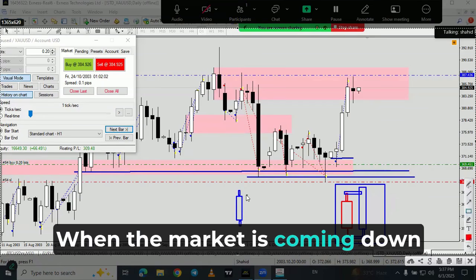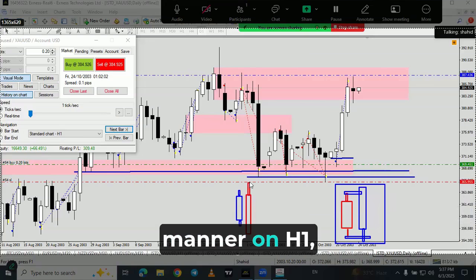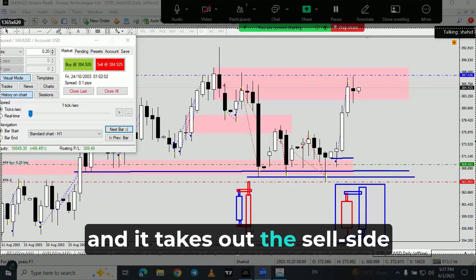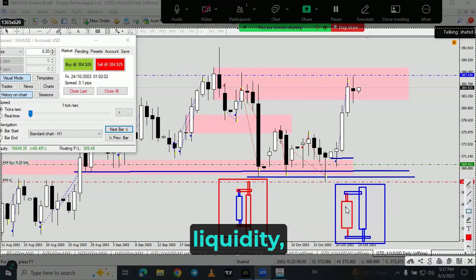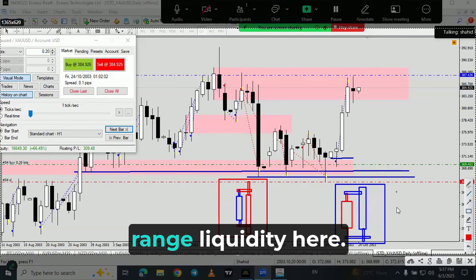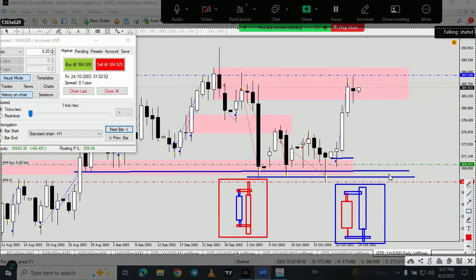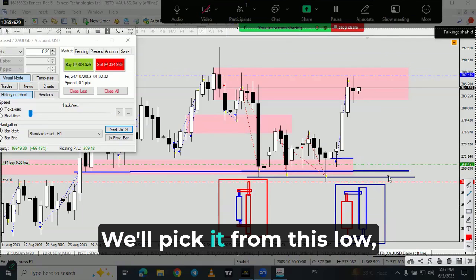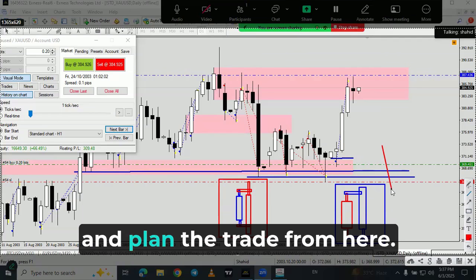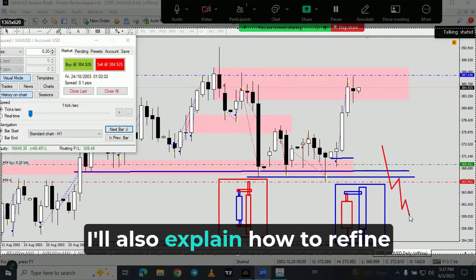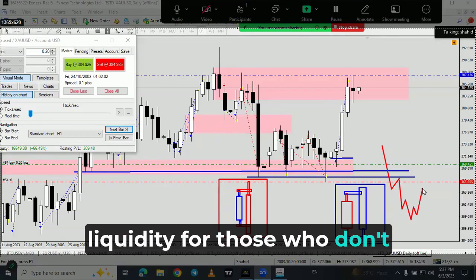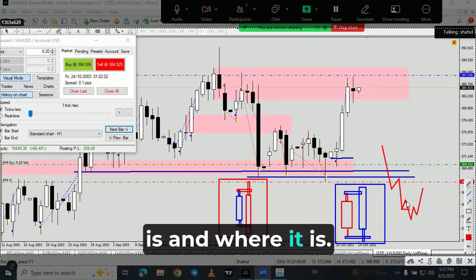When the market is coming down like this in a bearish manner on H1 and it takes out the sell side and the buy side liquidity, then we have a return to the range liquidity here. We'll pick it from this low, place a sell here and plan the trade from here. Now, I'll also explain how to refine liquidity for those who don't understand what liquidity is and where it is.